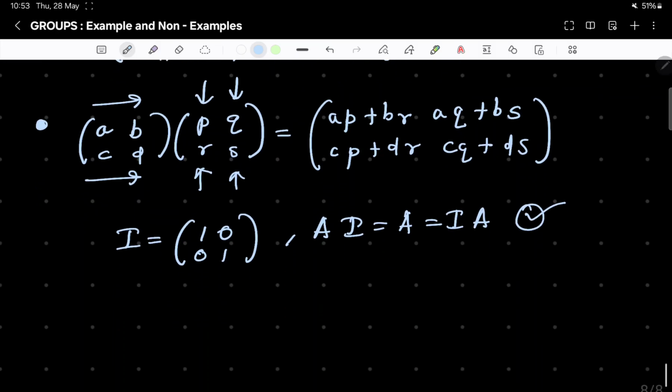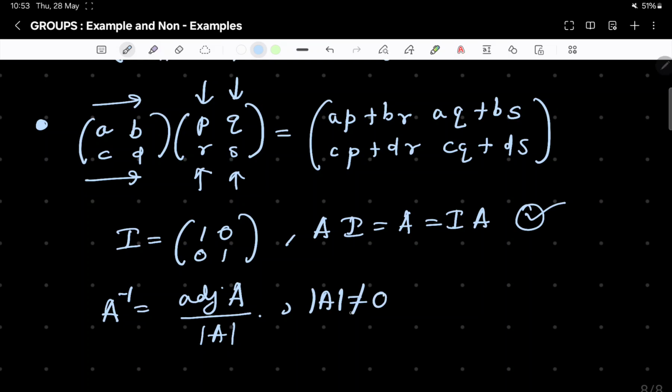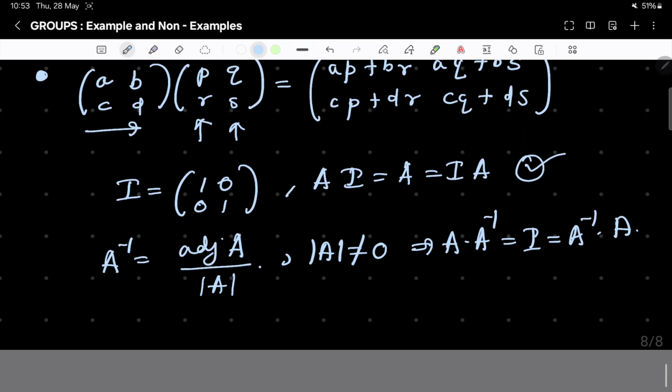So this is true. Now we need an inverse for every A. You may have studied that the formula for the inverse is adjoint A divided by determinant of A. So the inverse exists only when the determinant of A is non-zero. If it is non-zero, then A inverse exists. So you get an inverse for every A with non-zero determinant.